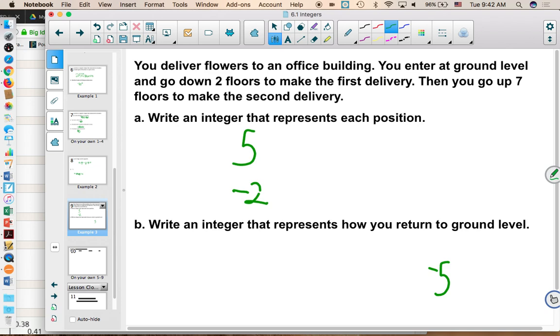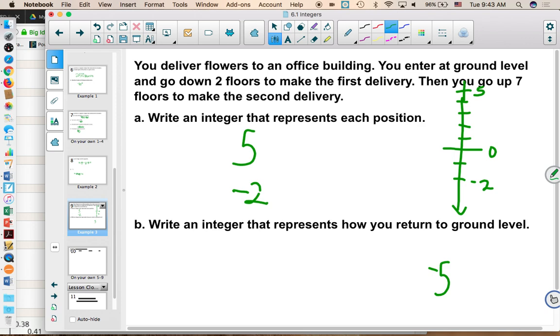Now, these are handy little number lines, okay? With this number line you have in your hand, 0 is ground level, and it said to go down 2 floors. So if you go down 2 floors from 0, if 0 is here, okay, I go down 2 floors to start out with, I'm at -2. Do you agree? Yep. And then I got to go up 7.